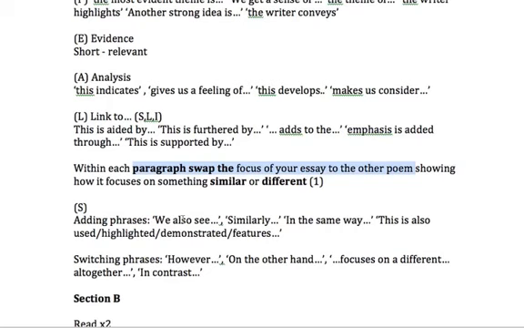Could also, if you're mentioning a similarity of some kind, you can say we also see, or similarly, in the same way, this also used or highlighted or demonstrated or features. So any of them will actually just allow you to go into your comparison part very, very easily. And the switching phrases, if there's something opposite, you can say however, on the other hand, or poem B, whatever it's called, focuses on something altogether different, in contrast.